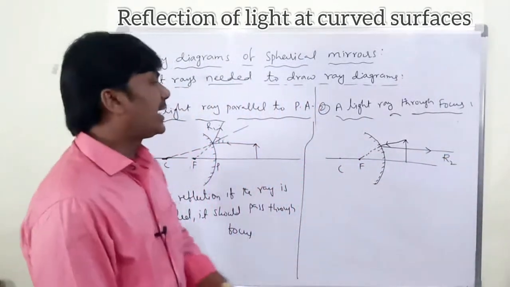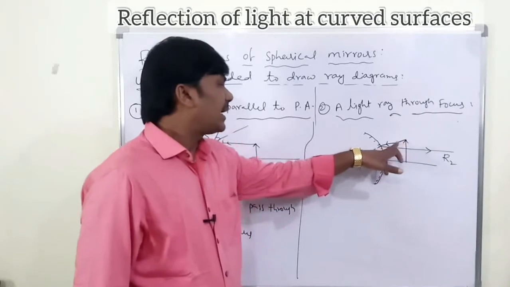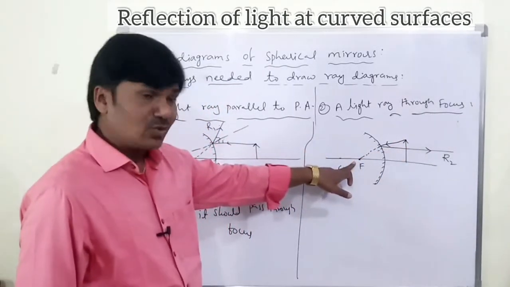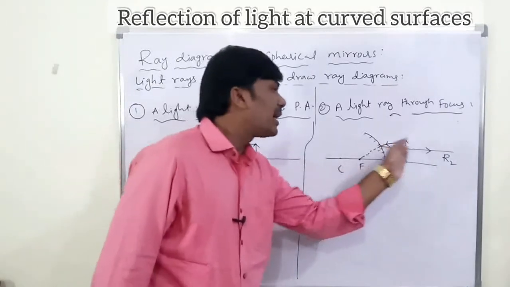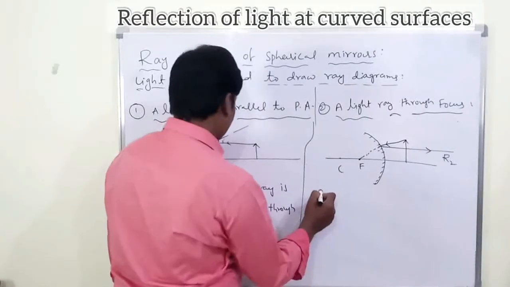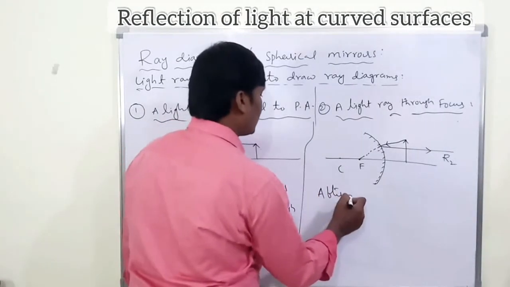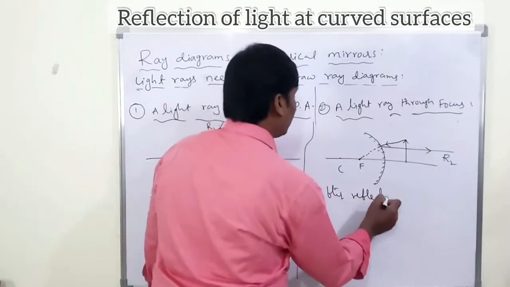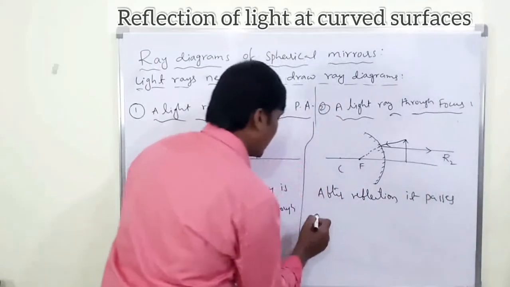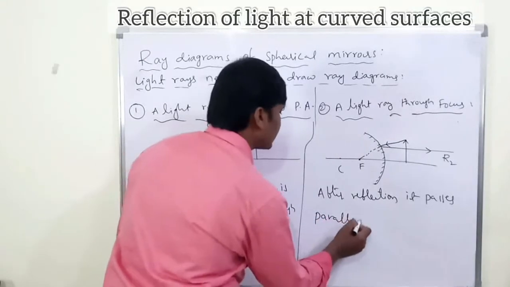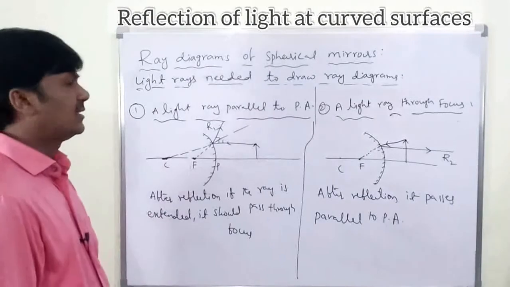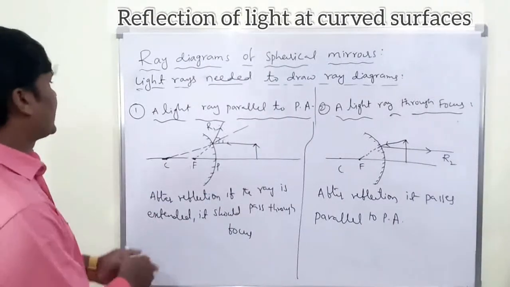Isn't it? What is this light ray? A light ray is taken such that it appears to pass through the focus. After reflection, it became parallel to the principal axis, right? Yes. So after reflection, it passes parallel to the principal axis. Parallel to the principal axis, right? Yes, draw the diagram.